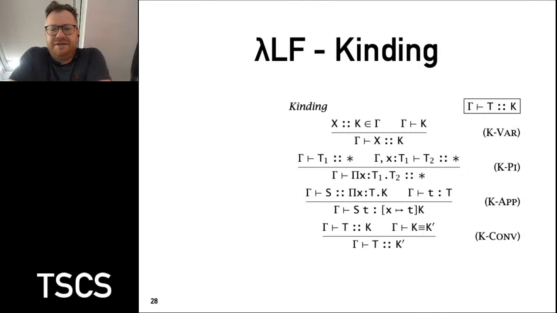The kinding for pi types is that they are proper types, in a sense, if the input parameter is of a proper type, and under the assumption that the input parameter is T1 in gamma, the output type is also a proper type, but only then.